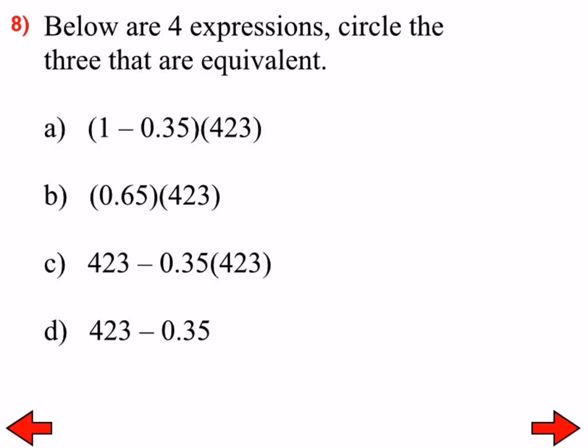All right, and then number 8, it said to select or circle the 3 expressions from below that are equivalent. Which 3 are equivalent? A, B, and C. Yeah. A and C look extremely similar to what we were talking about today, and then B comes from, of course, simplifying A. D has nothing to do with either one of them.